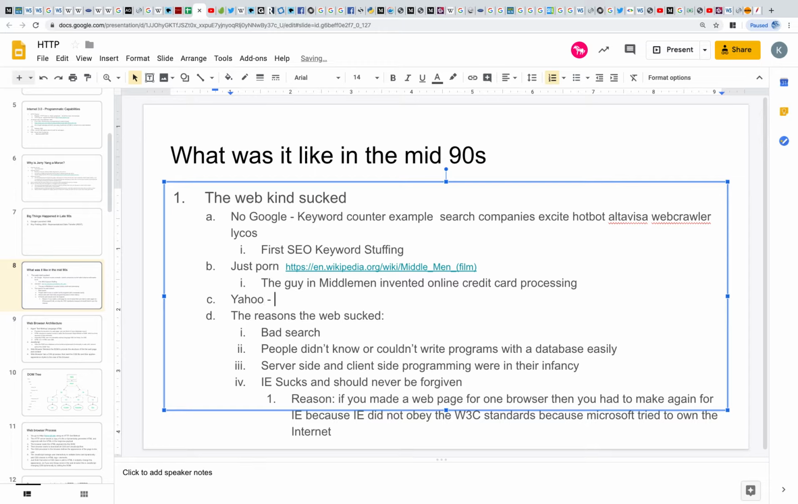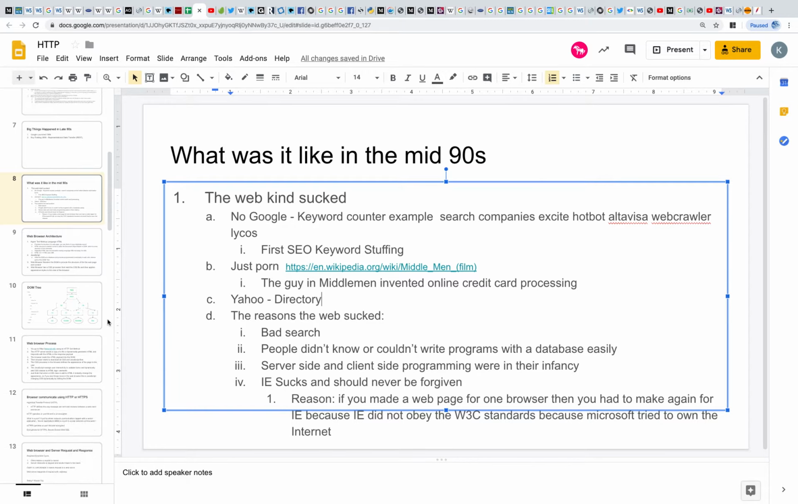Yahoo had the directory, which doesn't exist anymore. Did you ever hear of a guy named Jerry Yang? No, nobody. I know you do. What? Yeah, Jerry Yang founded Yahoo. Okay.